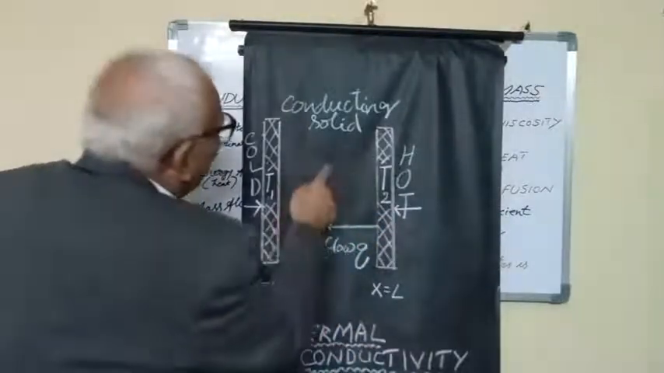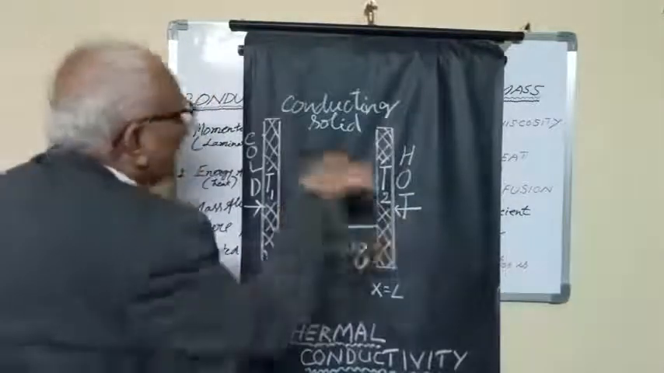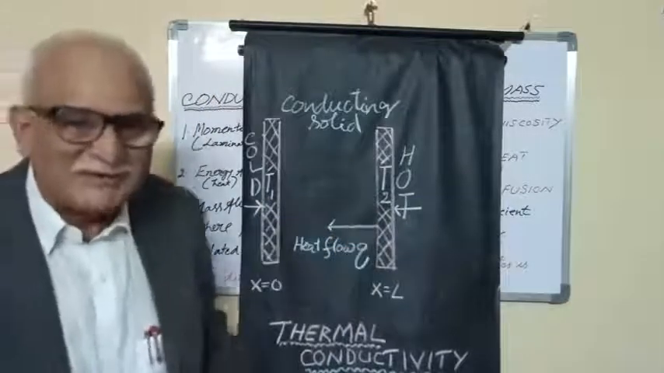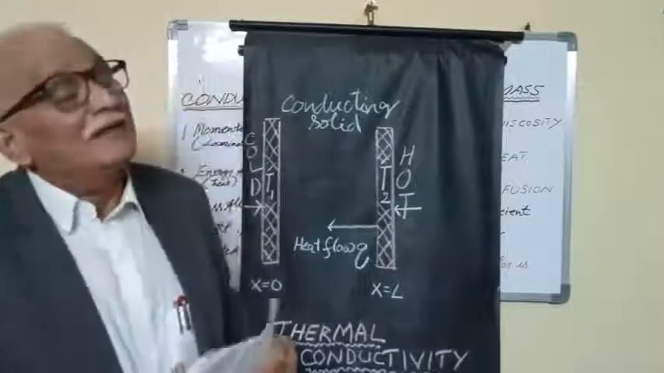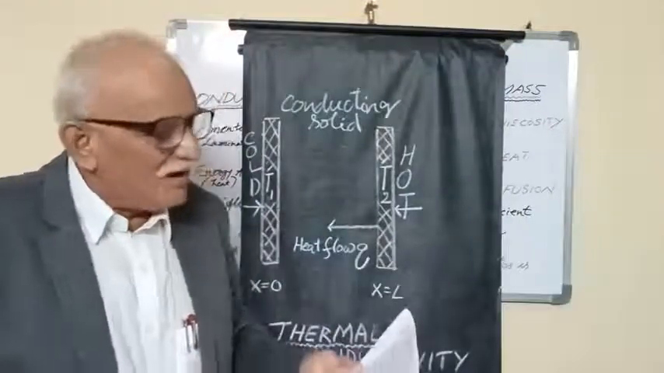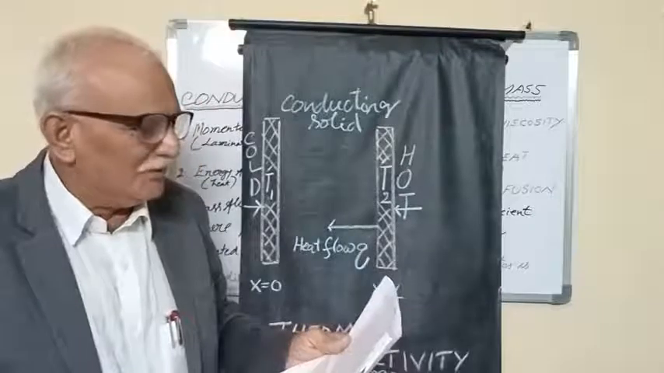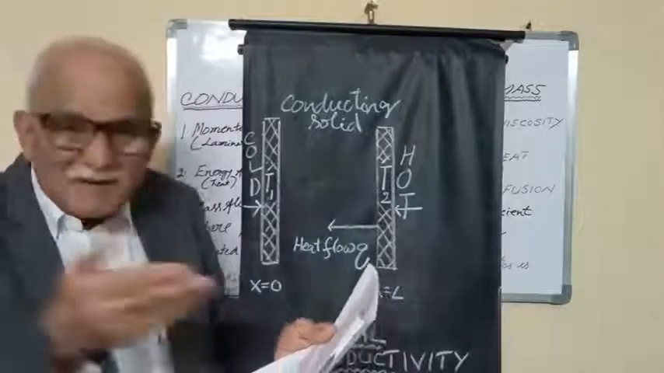There are two energies, kinetic and potential energy. Together we call it the internal energy. This follows Fourier's law of thermal conductivity. The simple equation is delta Q by delta T A is equal to minus K.